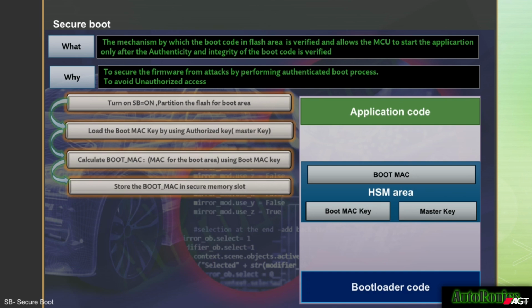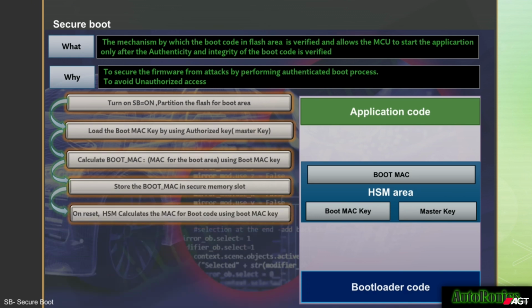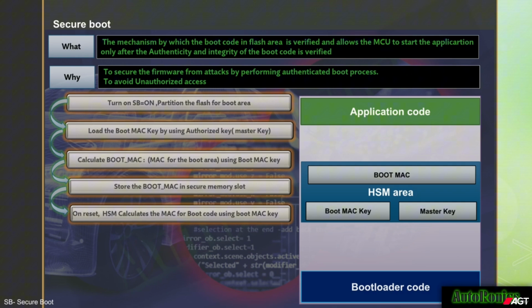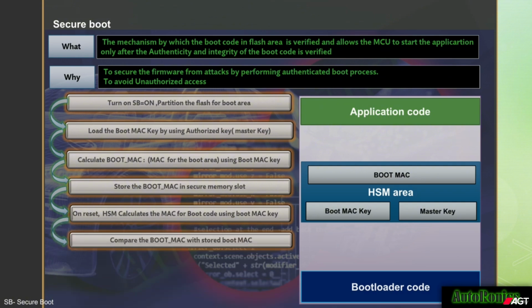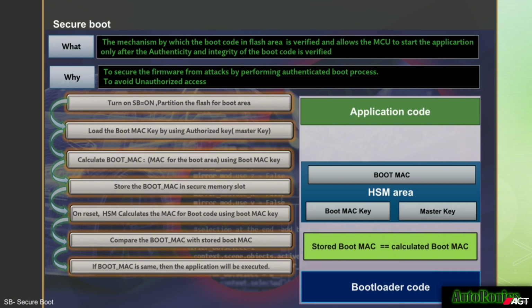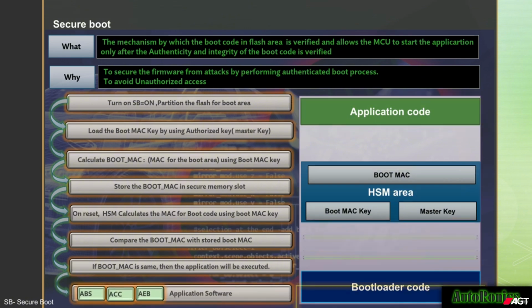We'll store the boot MAC in the secure memory slot, as you can see. So on reset, the HSM calculates the boot MAC again for the boot code using the boot MAC key. Then the secure boot will compare the calculated boot MAC with the stored boot MAC. If the stored boot MAC and the boot MAC which we calculated on the reset are the same, then the application will be executed.